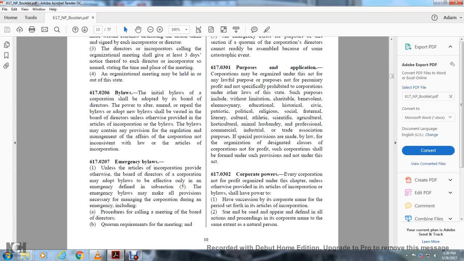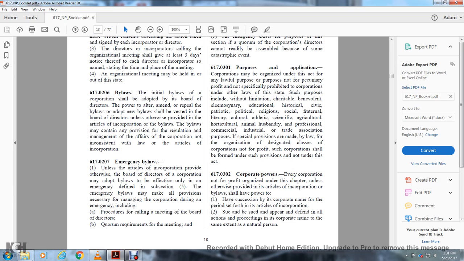617.0301 Purpose. A corporation may organize under this act for any lawful purpose or purposes not for pecuniary profit, unless specifically prohibited by the law of this state. Such purposes include, without limitation, charitable, benevolent, eleemosynary, educational, historical, civic, patriotic, political, religious, social, fraternal, literary, cultural, athletic, scientific, agricultural, horticultural, animal husbandry, professional, commercial, industrial, trade association purposes. Special provisions are made by law for organizations designated within certain classes of corporations. For such nonprofits, the corporation shall be formed under such provisions, not under this act.